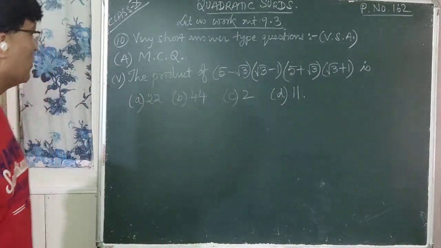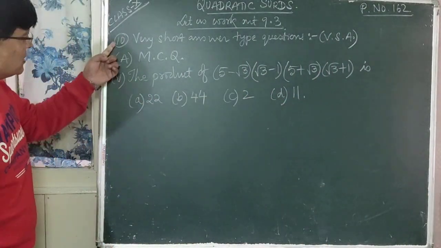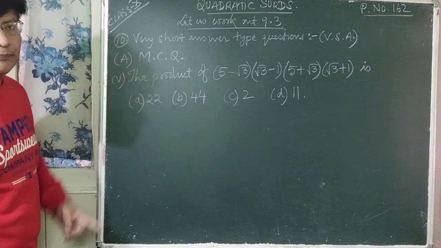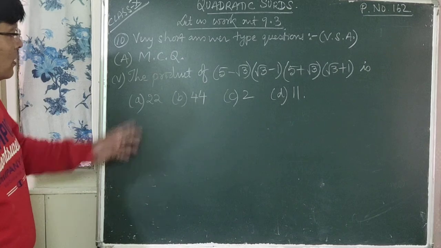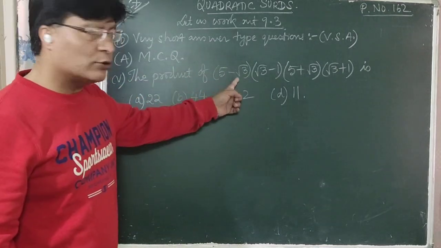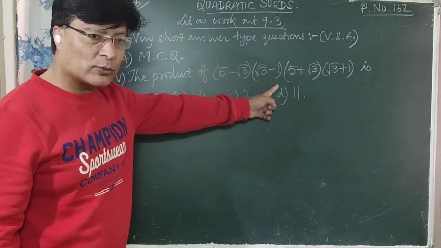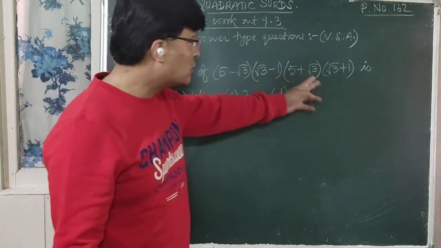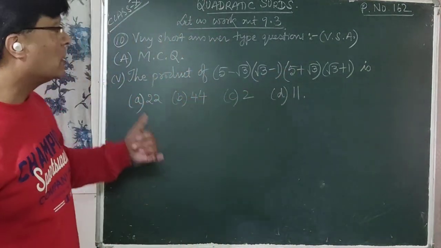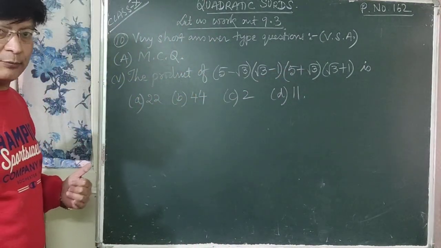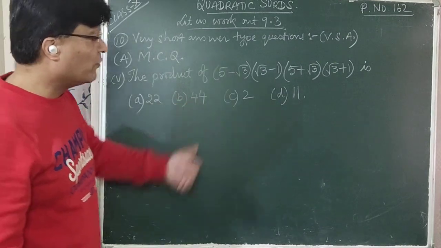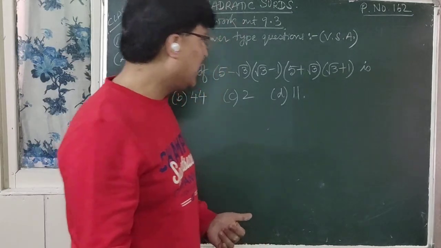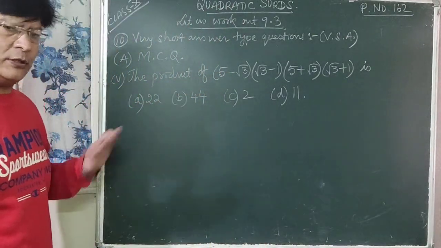So now we will do question number 5, that is 10A number 5. This is also a multiple choice question. The product of (5 minus root 3)(root 3 minus 1)(5 plus root 3)(root 3 plus 1) is, which is the correct option? Number A 22, number B 44, number C 2, and number D 11. Which is the correct option? You have to check it.